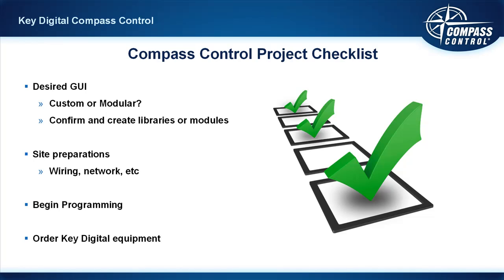You need to make sure that those libraries or code sets are available in the Compass Control software suite, or modules if you're going to be using a modular project. Okay? So we'll confirm and create libraries or modules. Then you need to worry about on-site. Your system design schematic is your map for all of your connectivity, right? But how about your network coverage?